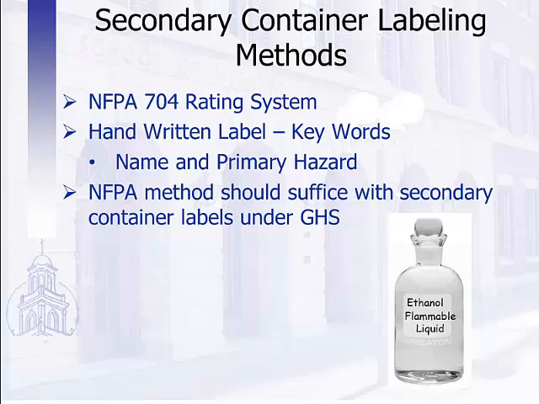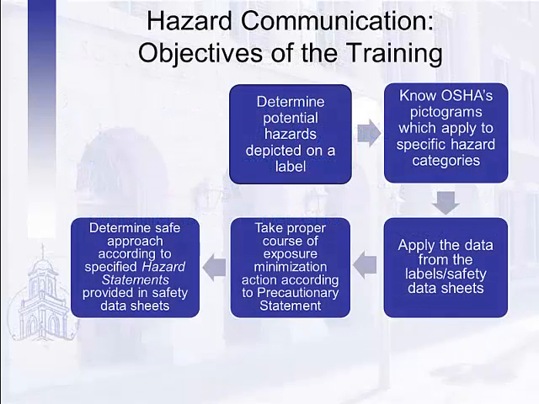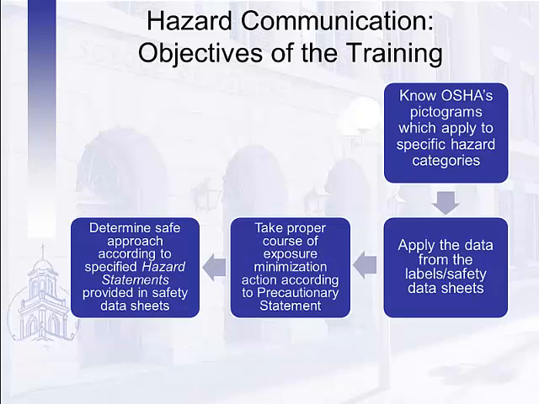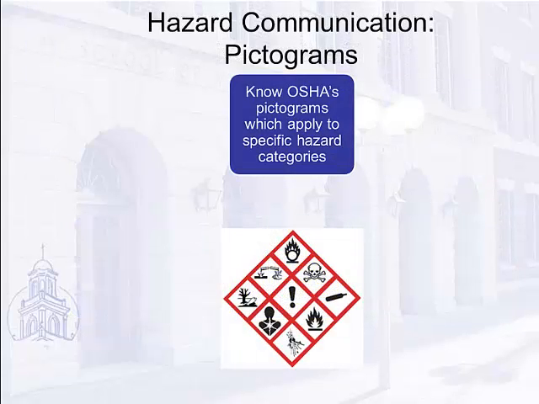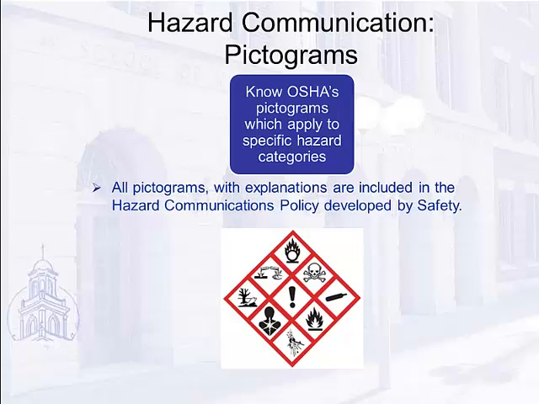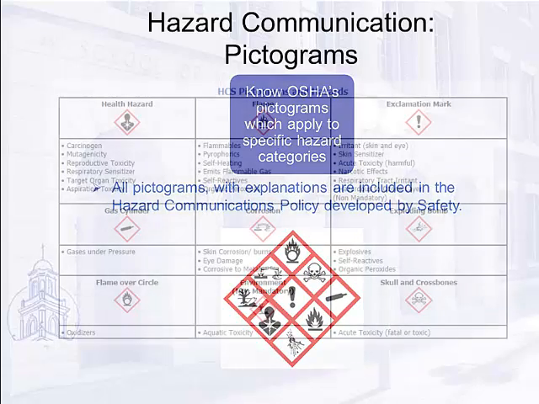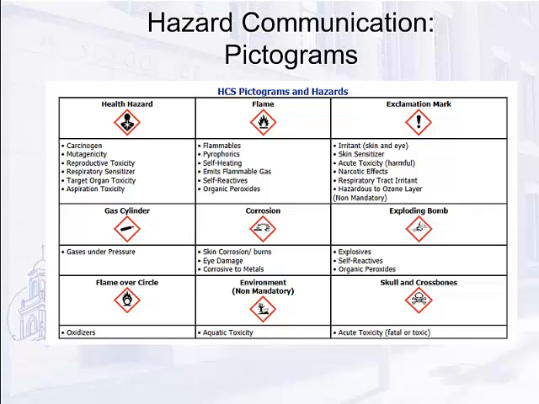The next part of our module is a description of OSHA's pictograms to provide understandable data on hazard categories. The Hazard Communication Policy provides detailed explanations of the various pictograms and statements that will come via safety data sheets and safety labels. There are 9 pictograms provided, where applicable, in SDSs or labels.